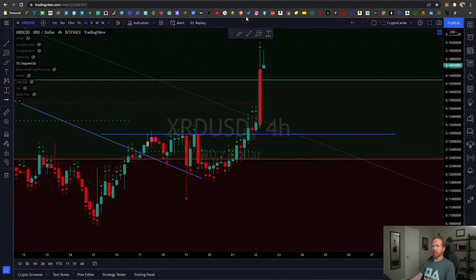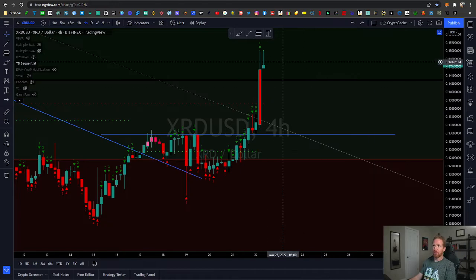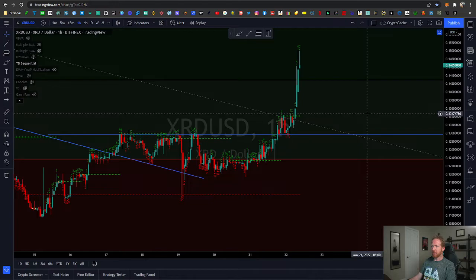We had this really long 4-hour candle here. And what kind of increase was that? 14% in 4 hours, right, or less. So let's actually look at that and see. Yeah, that was basically 3 to 4 hours.